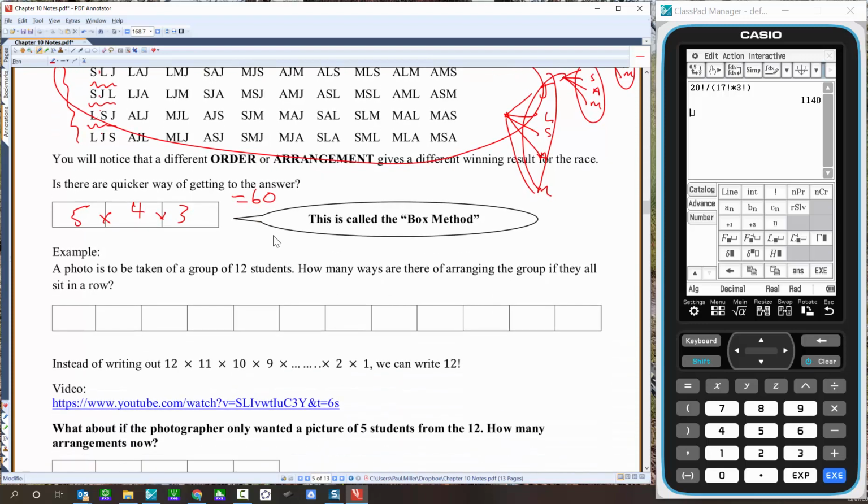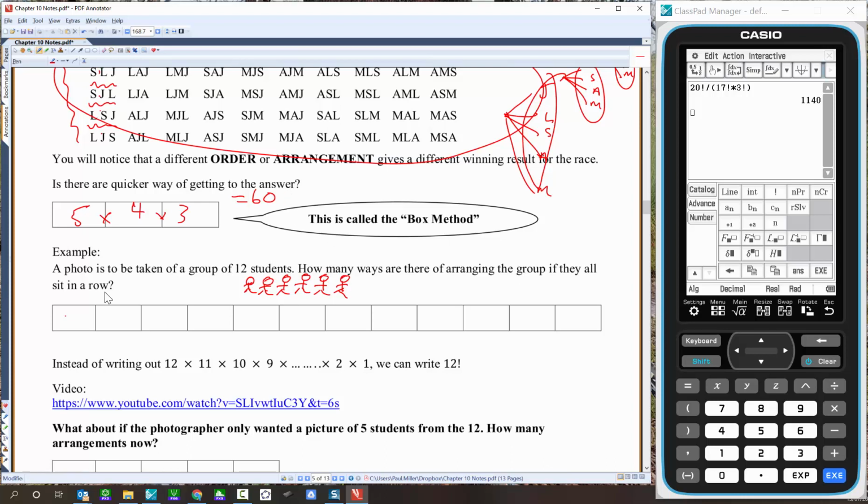A photo is to be taken of a group of 12 students. How many different ways are there of arranging the group? Well, I imagine it like this. We've got these 12 girls standing around here. There are 3, 4, 5, 6, etc. I'm not going to do it all, but I imagine them all standing there going, is he going to pick me? Is he going to pick me?